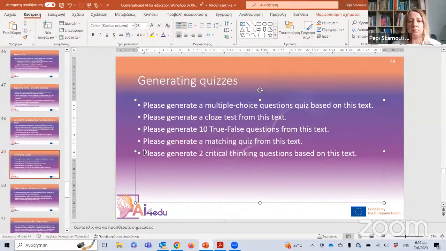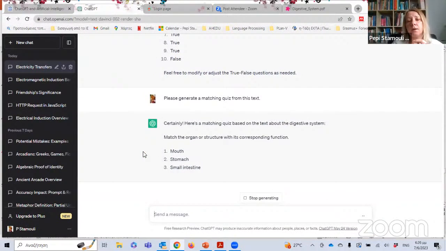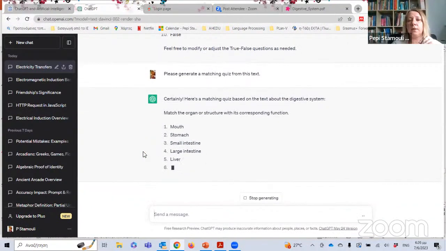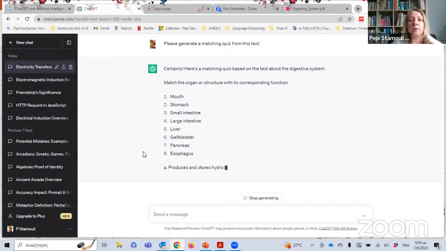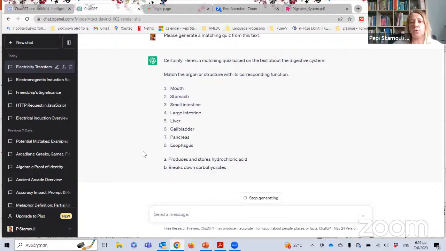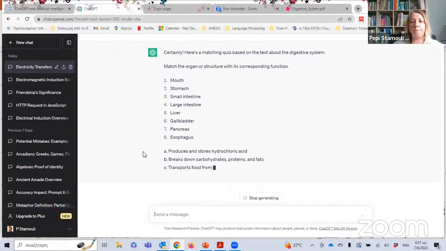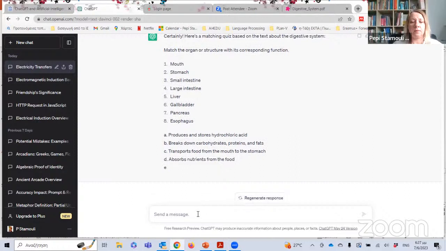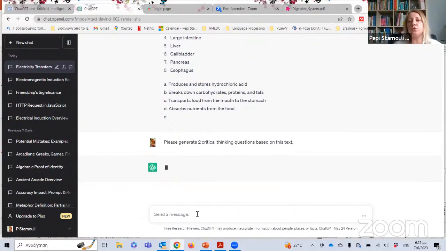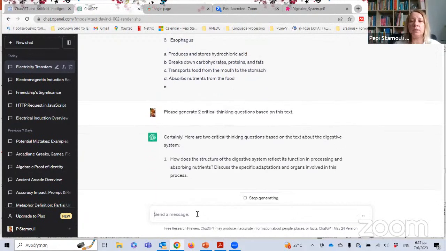In the meanwhile, we can also ask it to generate critical thinking questions on a certain topic or on the basis of the text I provided. So I assess a deeper understanding of a topic that I taught or I am about to teach. It still generates the matching question that I asked it for. And now two critical thinking questions based on the text about the digestive system.